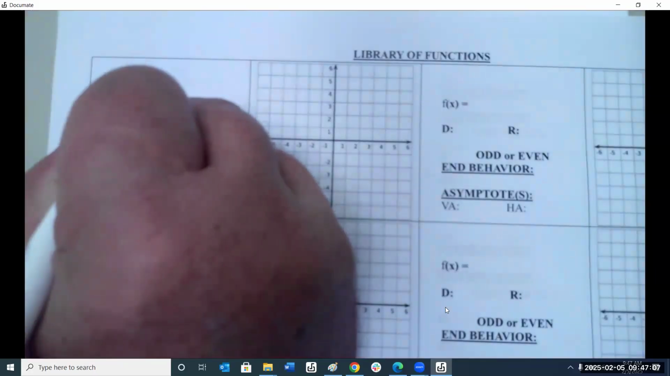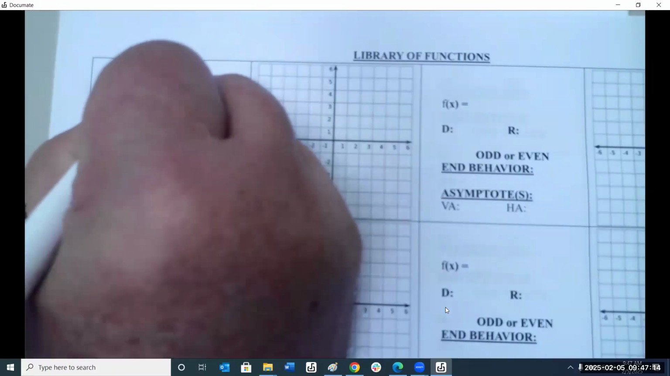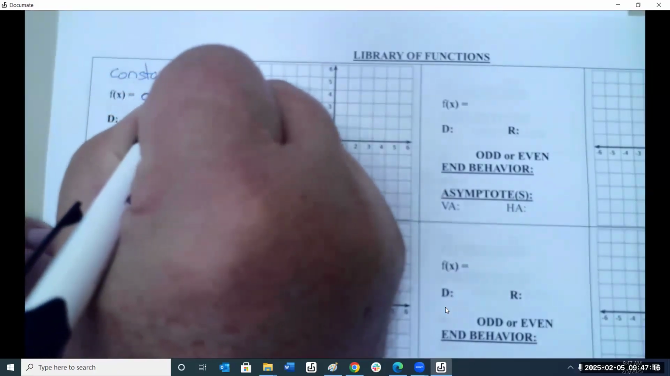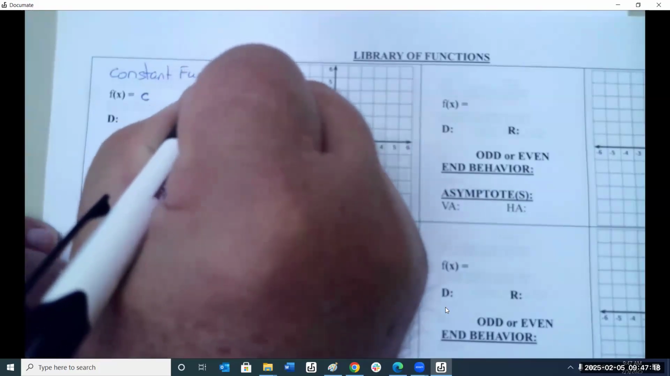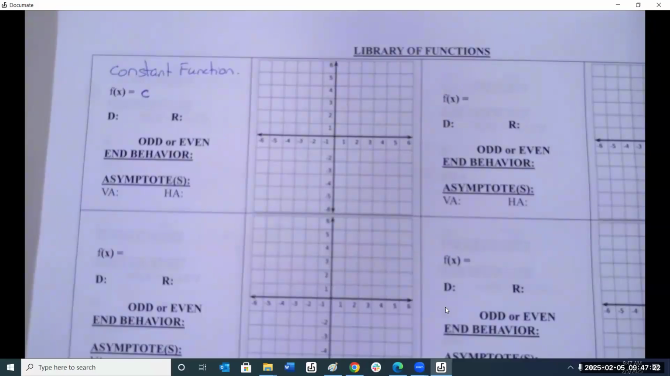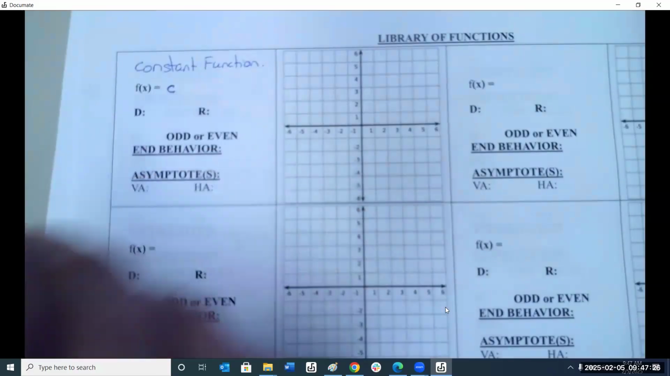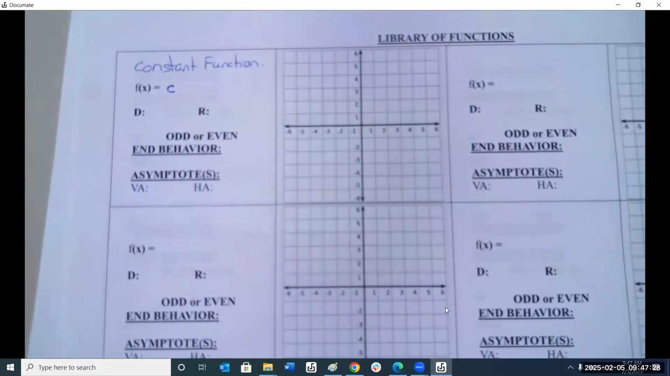The first function is called a constant function. It looks like f of x equals c, where c is some number, any number you want to give me. Like it could be f of x equals 2.